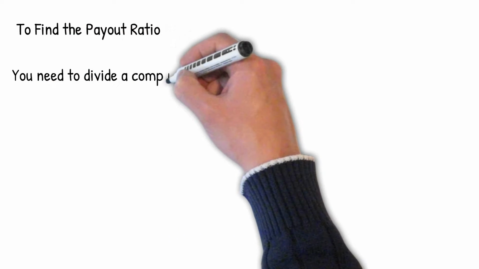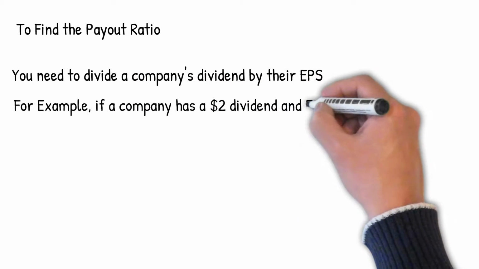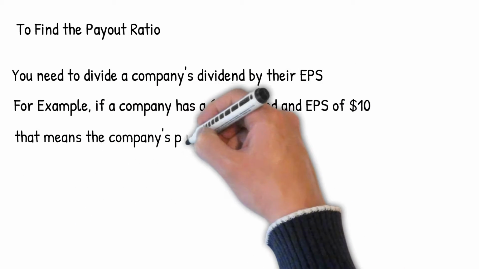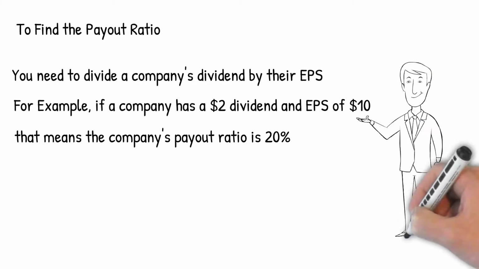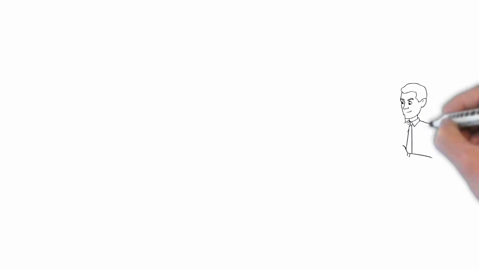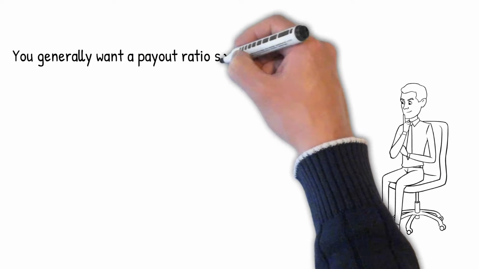To find a company's payout ratio, you'll need to divide the company's dividend by its EPS, earnings per share. For example, if a company has a $2 dividend and an EPS of $10, that means the company's payout ratio is 20%. My sweet spot for a payout ratio is in the range of 50 to 70%.